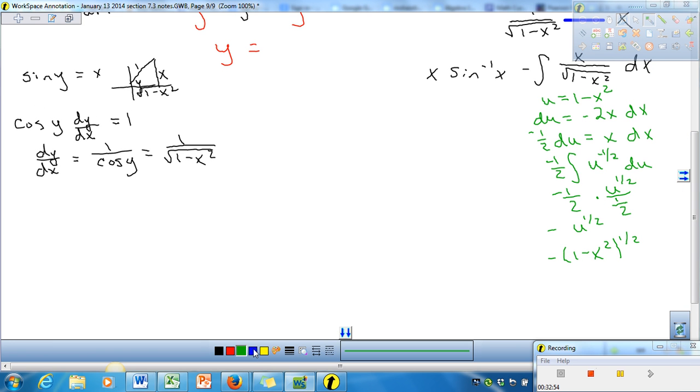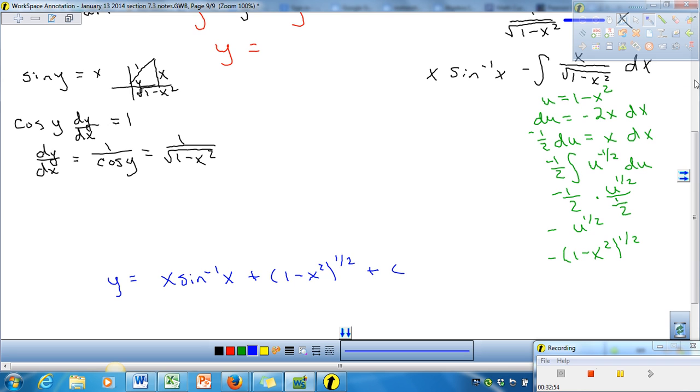So someone give me my final answer. X sine inverse x. Then what? Careful. Plus, because we had a minus up here, and we had a minus come out of our integral, so plus 1 minus x squared, yep, to the 1/2, and then plus c. All right, you ready for the cruelty?